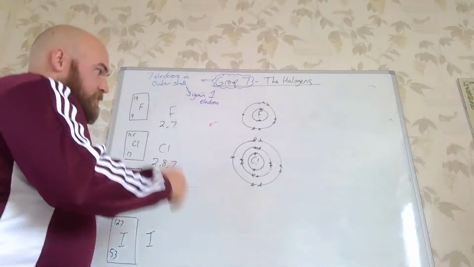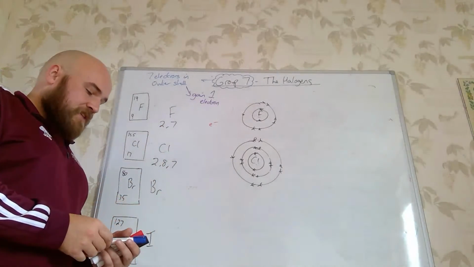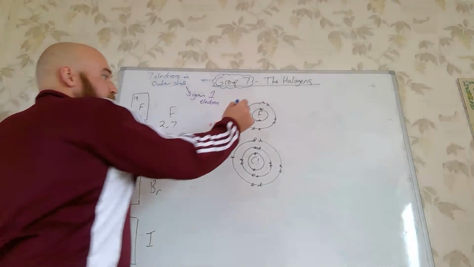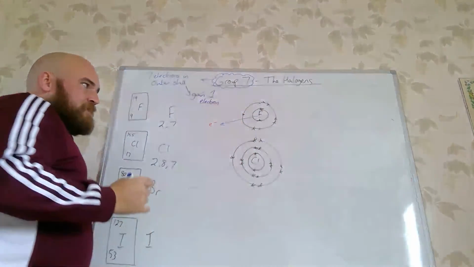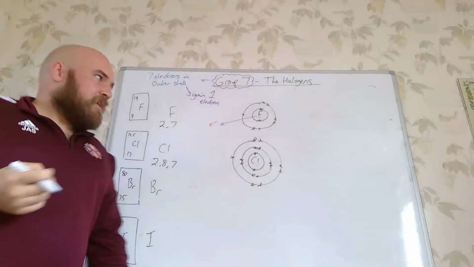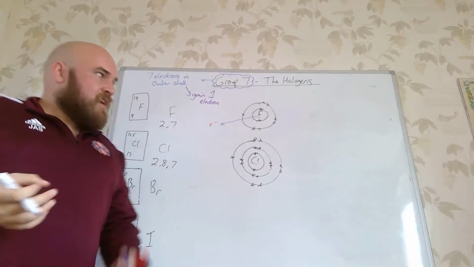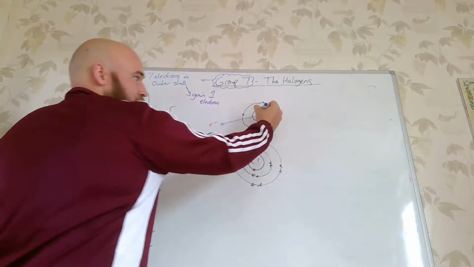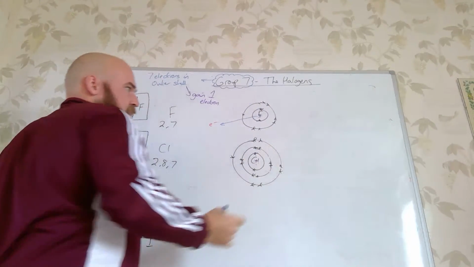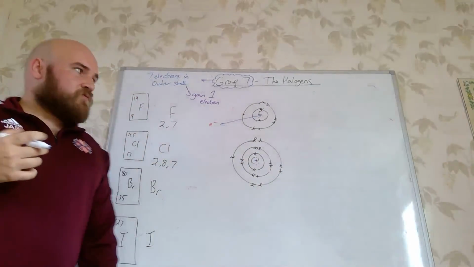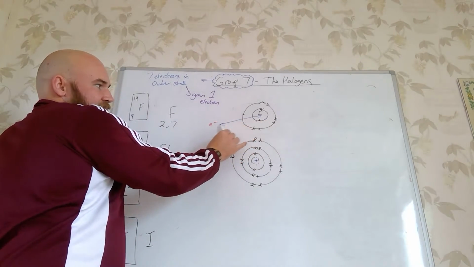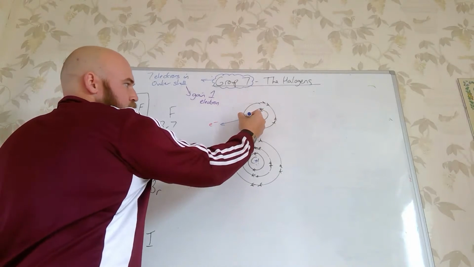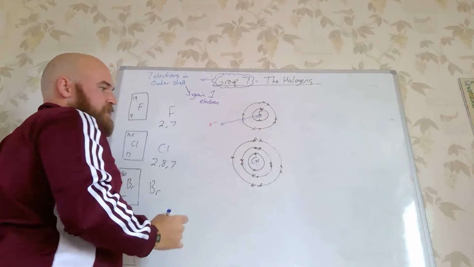Okay, so which of these would be better at attracting an electron? The answer is actually fluorine. Fluorine would attract that electron more easily. Well, why would it attract electrons anyway? Well, electrons are negatively charged, and the nucleus of any atom is positively charged. And it's a bit of a question about distance, really. Look at the distance between the nucleus here and the outer shell. It's very, very short.